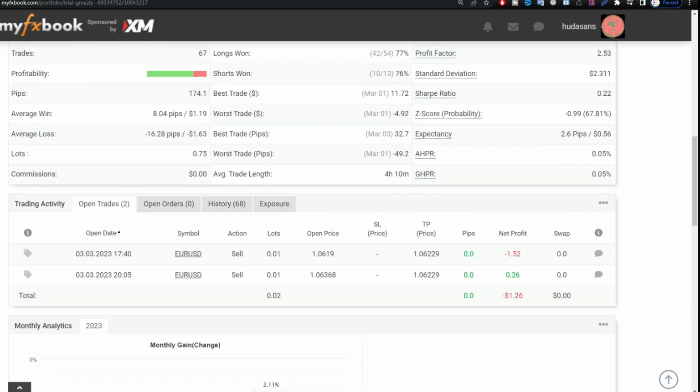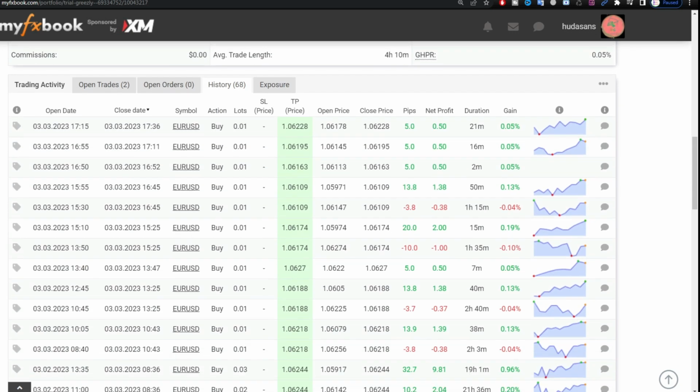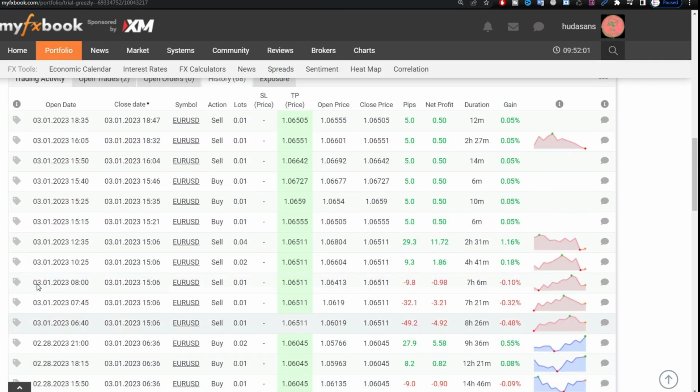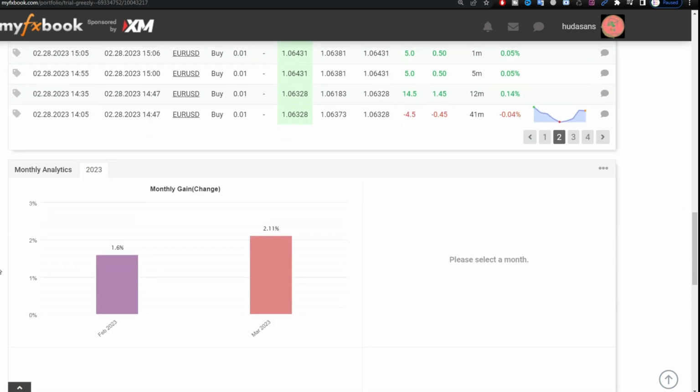Trading history. The lots that are opened average 0.01 lots and there are several 0.02 lots and 0.03 lots with an average profit of $1. In February only a few days of trading running get a profit of 1.6%. And at the beginning of March this profit was read around 2.11%.